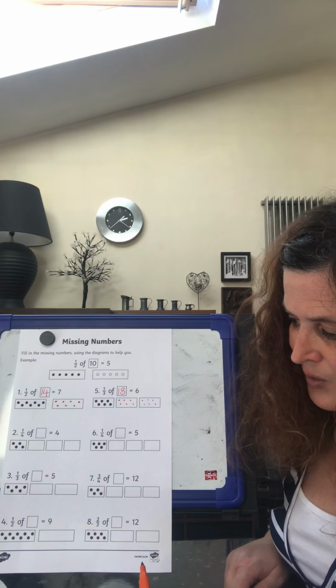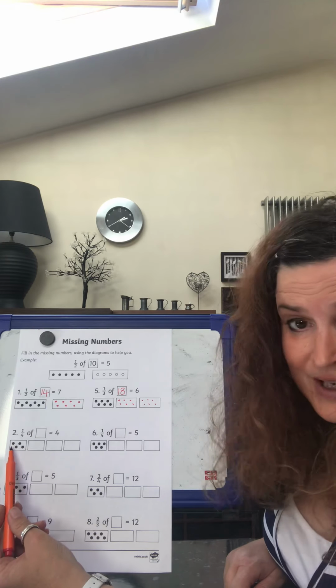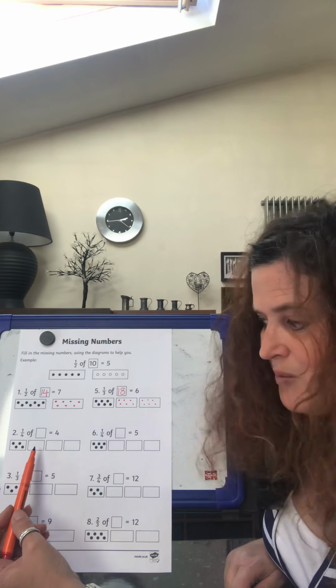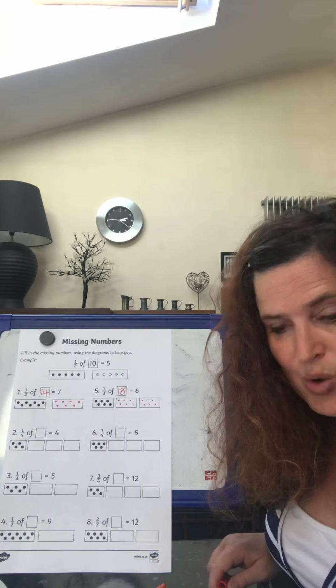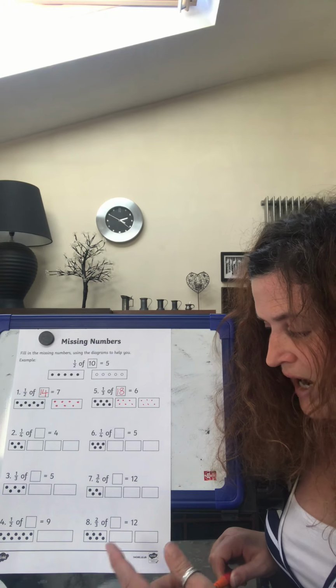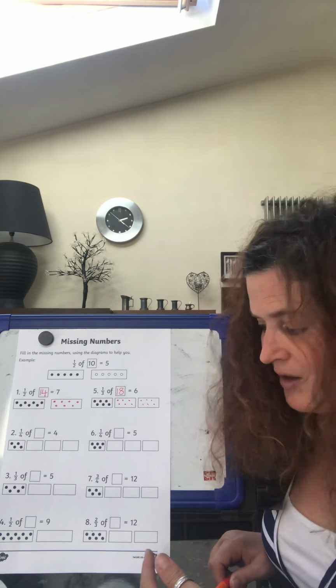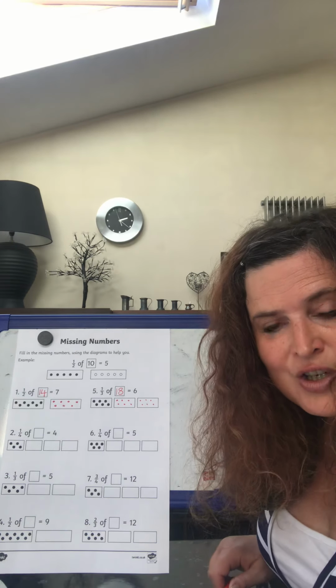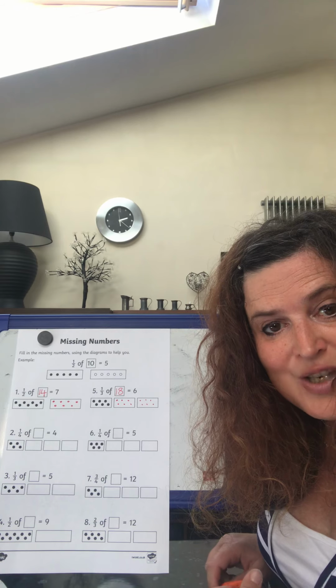Okay, so what you need to do for each of these questions is complete the diagram with the same number of dots in each box, and then count up to find out how many there are altogether to work out the missing number. Good luck with that, and I'll see you next time.